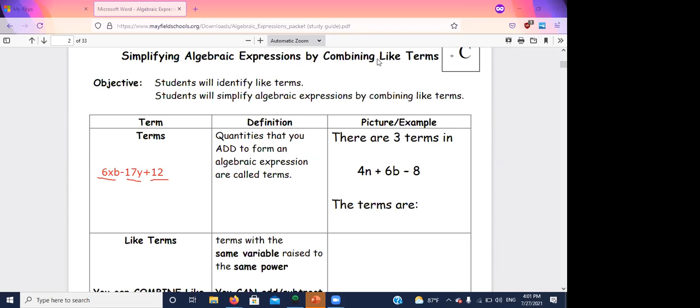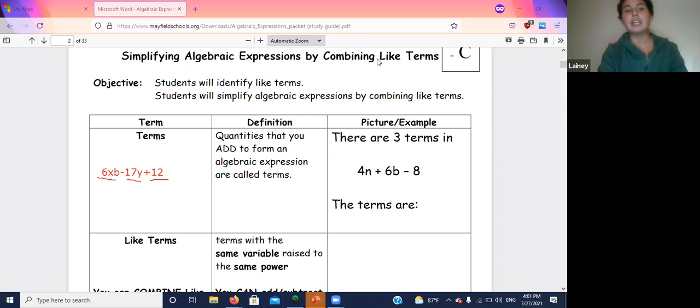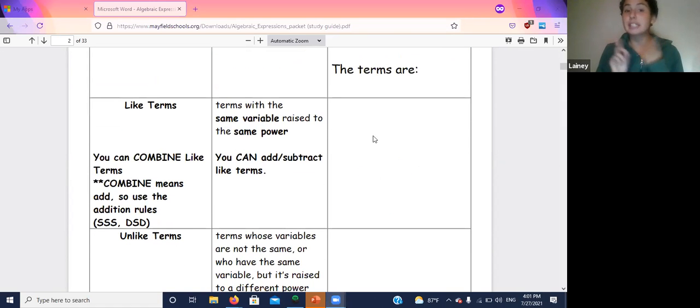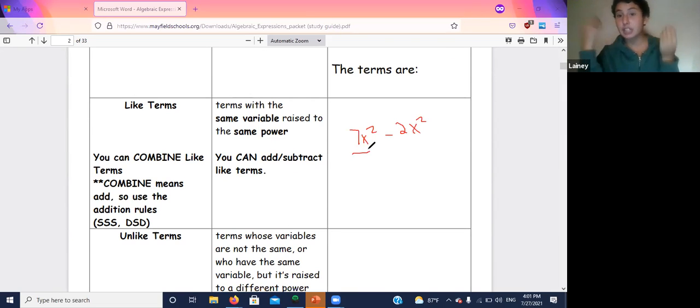Perfect. Okay, so the next idea to work with is like terms. Like terms are terms with the same variable raised to the same power. So basically, you could think of it as they're holding up the same sign. For example, if we had 7x squared minus 2x squared, do you see how those are kind of holding up the same sign? They're telling us the same thing, x squared. So we can combine like terms. You have 7x squared and 2x squared, which would come out to 5x squared. Does that make sense? Yeah.